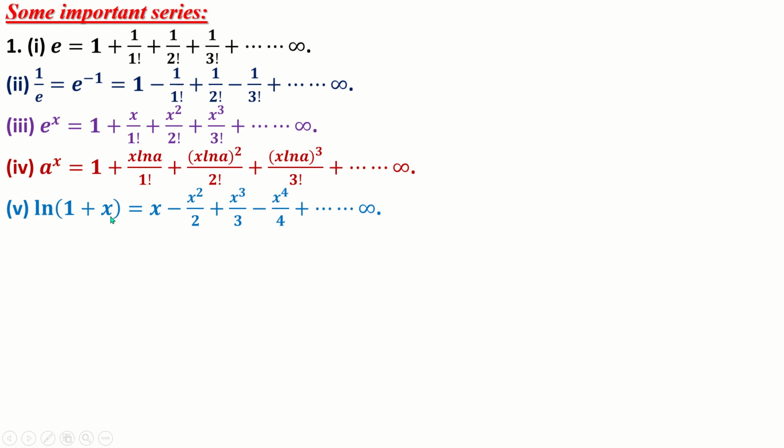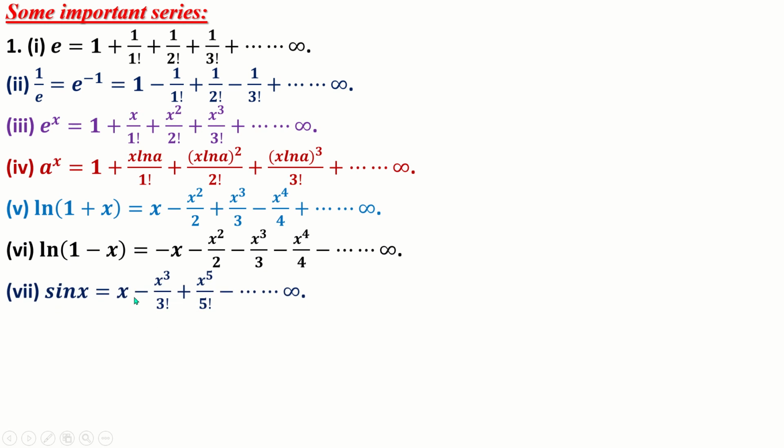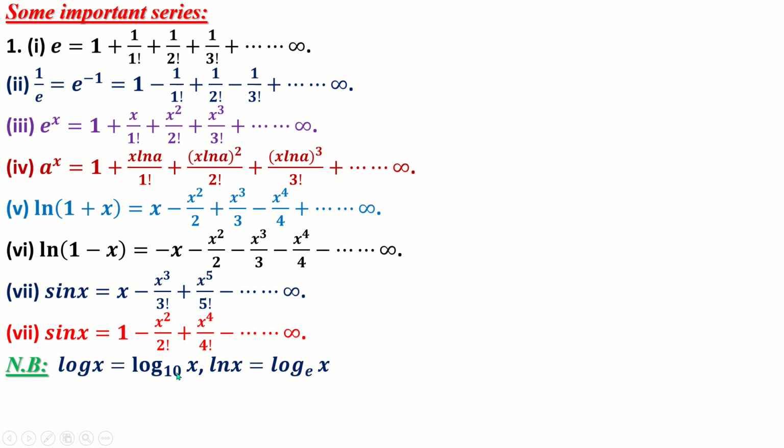Similarly, ln 1 plus x equals this, and ln 1 minus x equals this. Sin x is equal to x minus x cube by 3 factorial plus x to the power 5 by 5 factorial minus dot dot dot up to infinity. Similarly, this is cos x, not sin x. This is sin x, but this is cos x. And note that we know the relation from higher mathematics in SSC level.